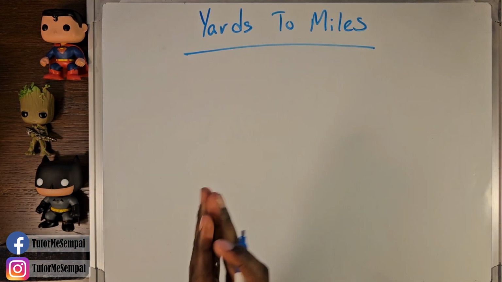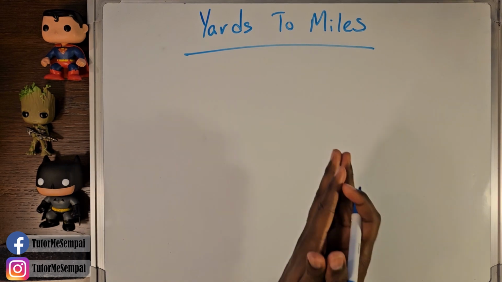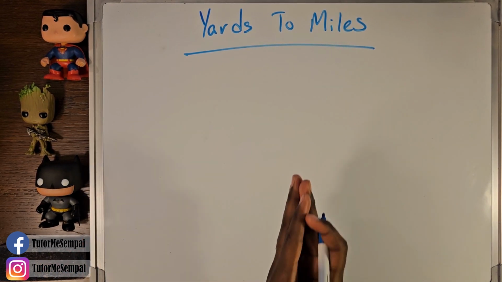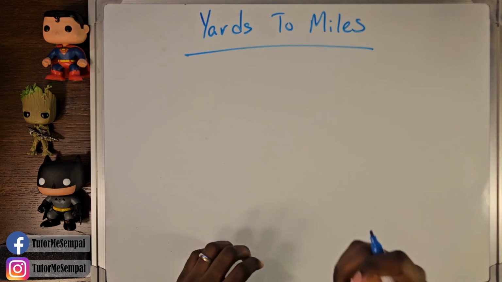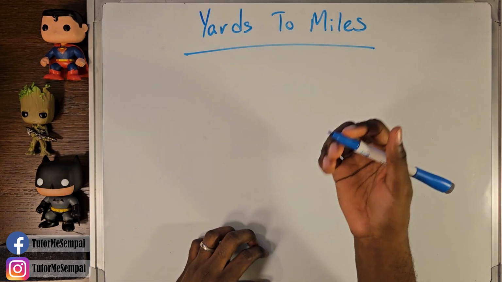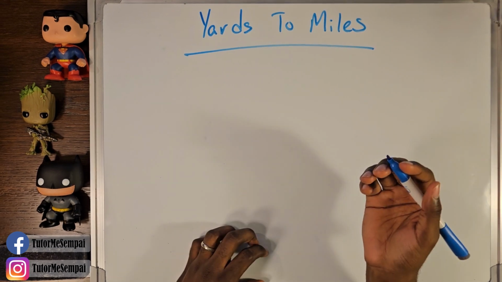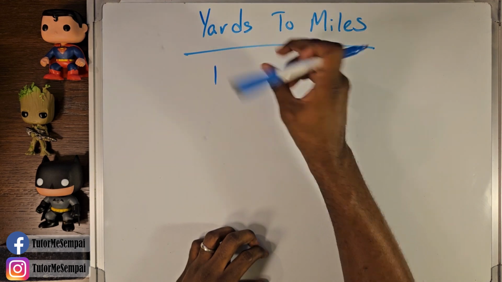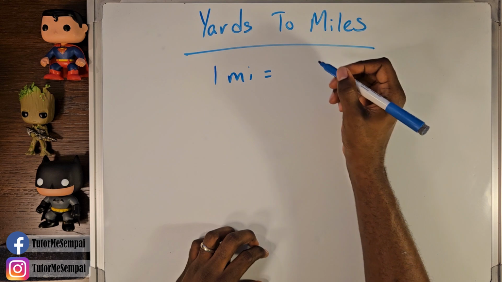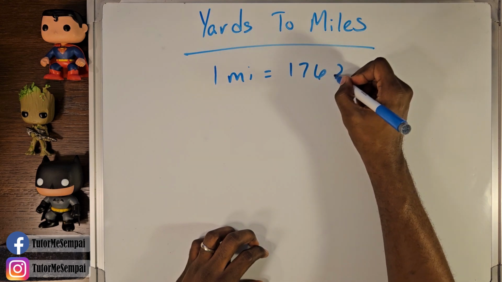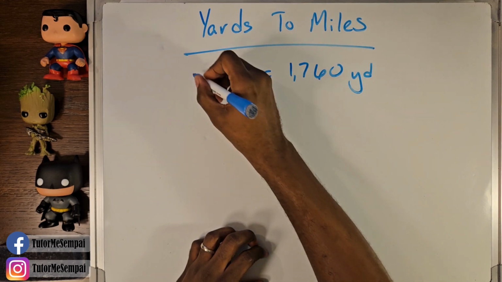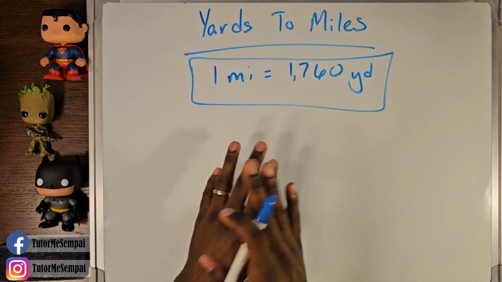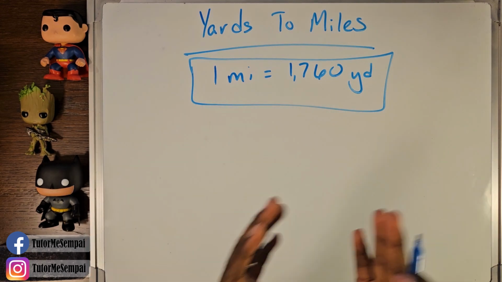So today we're going to be converting our yards to miles and our miles back to yards. And just like we did for all of our other conversion videos on this channel, we want to first start with our basic unit conversion. And for that, we need to ask ourselves, how many yards are going to be in a single mile? Well, 1 mile, MI being short for mile, is going to equal 1,760 yards. This is going to be our basic unit conversion for this exercise. And when we have this, we should be able to convert all of our yards to miles and all of our miles back to yards.